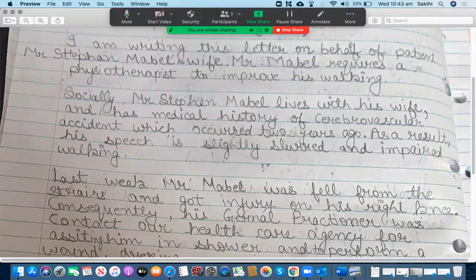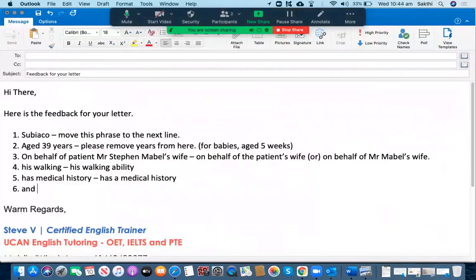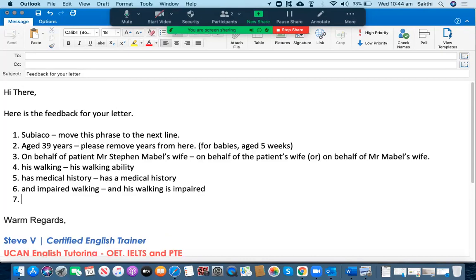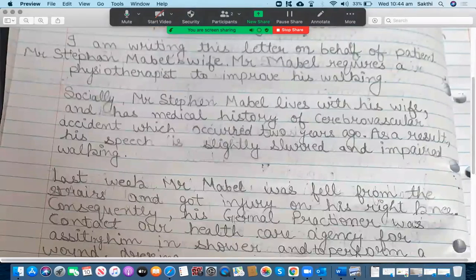When you say his speech is slightly slurred, that's fine. And then impaired walking ability. When you use and in between, this means this particular subject, his speech, is going to be the common noun for both of them. Do you understand? His speech is impaired walking. That's wrong. So his speech is slightly slurred and his walking is impaired. Do you know what I mean? So you should have mentioned, and his walking is impaired. Instead of writing and impaired walking, you could have mentioned, and his walking is impaired. That's what you could have done. Okay, let me go through the next one.